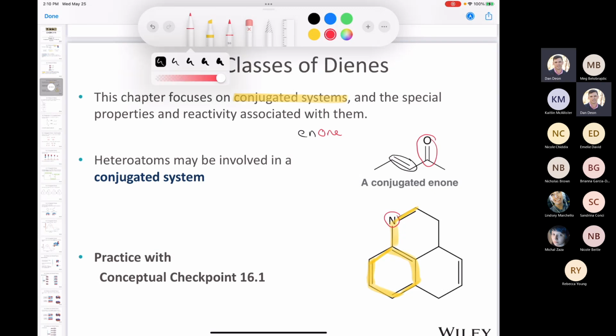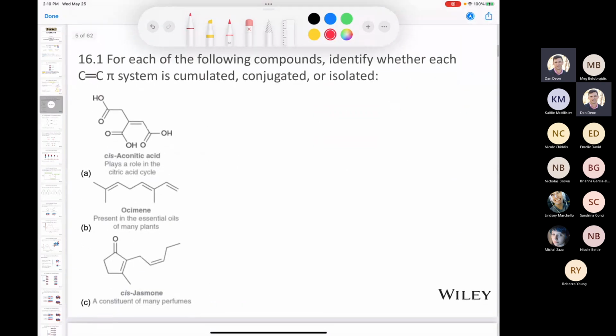Of course, I didn't highlight the other double bond because this one is isolated. This one is all over here by itself. It's not conjugated and it's not accumulated. Therefore, it's isolated. All right. Well, with all that in mind, let's see if we can classify some dienes.